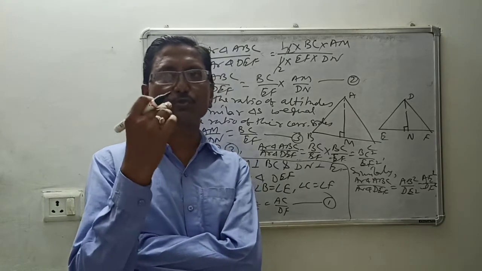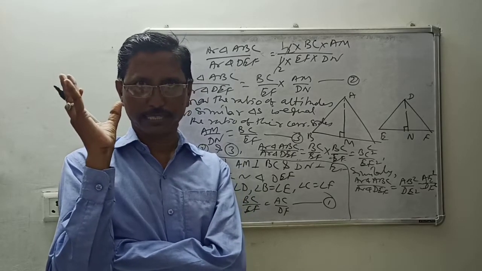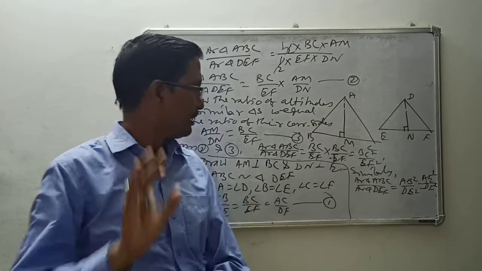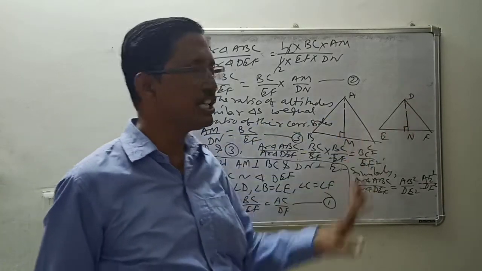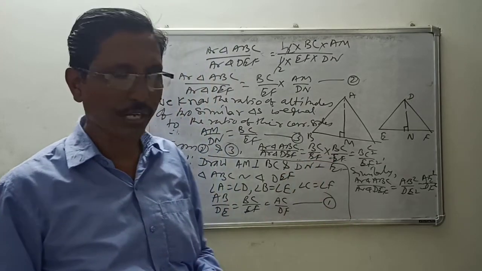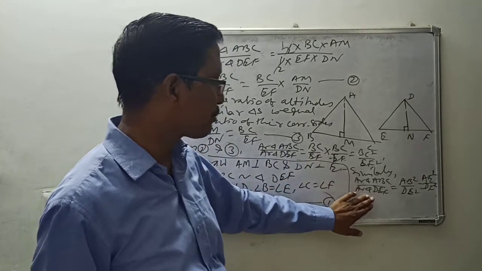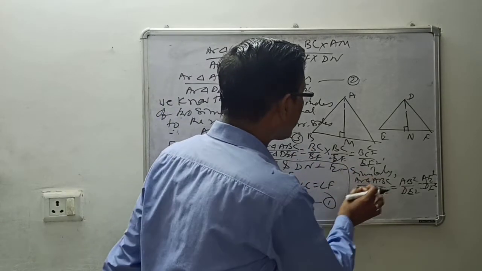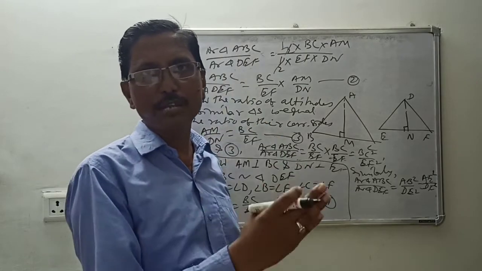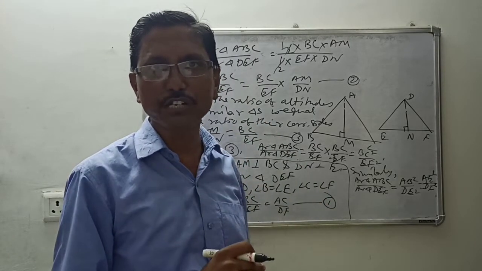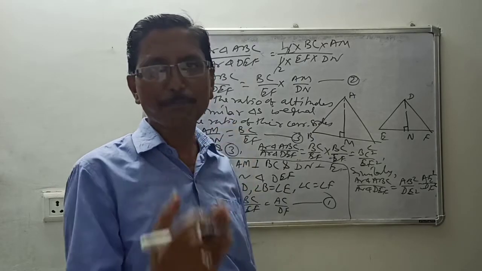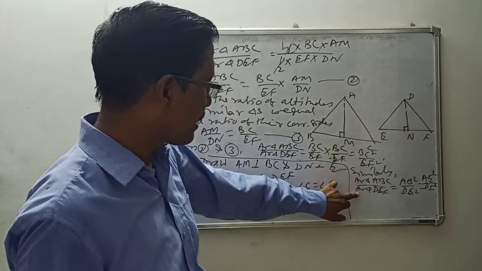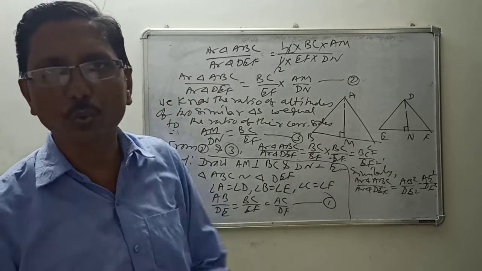If the areas of two similar triangles are equal, then prove that the triangles are congruent. Areas are equal, means ABC and DEF are two similar triangles, their areas are equal. Means area of ABC is equal to area of DEF. So the area of ABC by area of DEF equal to what it will be? Both equal, x, 5, 5, whatever. So when you divide, it will be 1. The area of ABC by area of DEF is equal to 1.